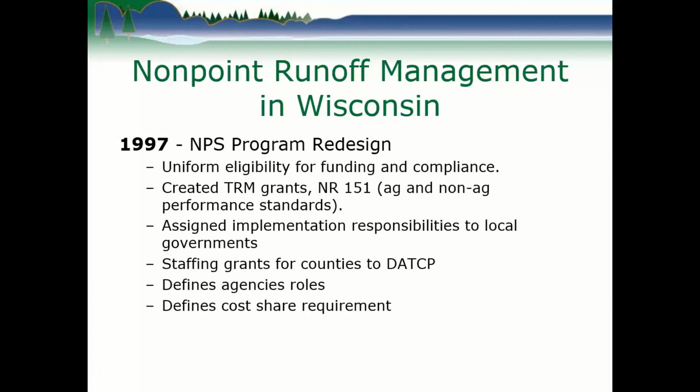So it created TRM grants, targeted runoff management grants, that could be used for implementing the performance standards in NR 151. This redesign also assigned implementation responsibilities to local governments, to land conservation departments at the county level. It developed staffing grants for counties through DATCP. This was all part of the redesign on the Department of Ag side, and rules in administrative code used for the Department of Ag. Like I said, it defines our agency roles, and it also defined the cost share requirements. So this was part of the redesign in the late 90s, and it started in 1997 and ultimately became promulgated into code in 2002.